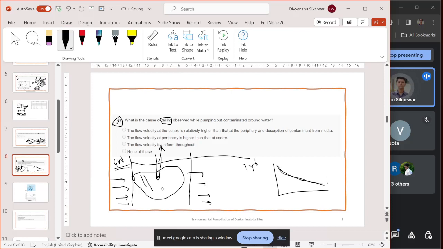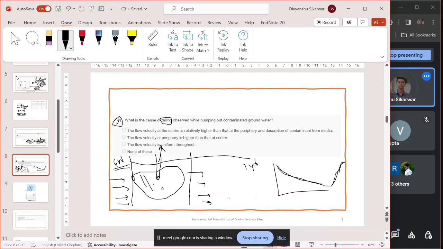And if we stop this tube well, this pumping out of water from the contaminated zone, after some time there will be an increase in the concentration again. So this is the tailing effect. The question is asking, what is the cause of tailing observed while pumping out contaminant from groundwater? What is the reason for this?